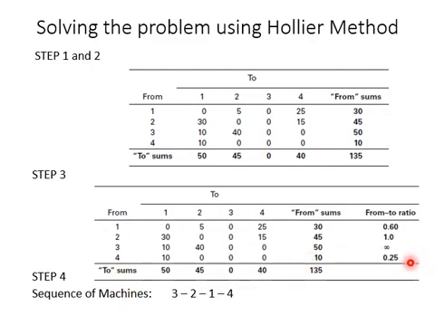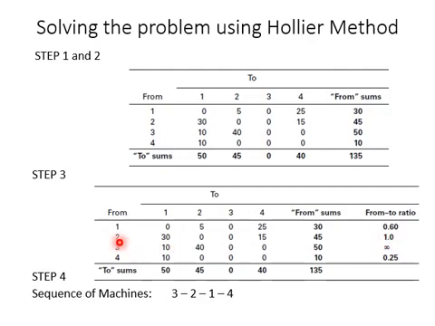Now after computing the from-to ratio, we can arrange the machines on the basis of the highest ratio. So what is the highest ratio? We can see infinity is the highest ratio. It is for machine 3. So we arrange the machines in this order. Machine 3 is placed ahead of all the machines. Then the next highest is 1, so 1 is the next highest.